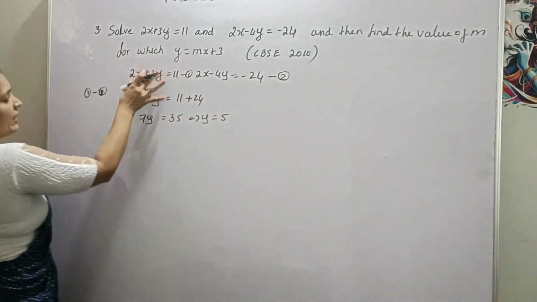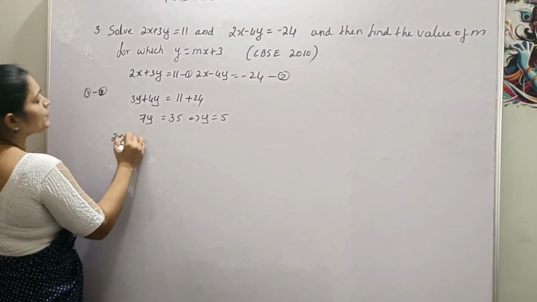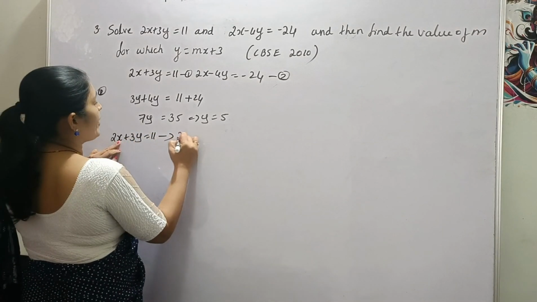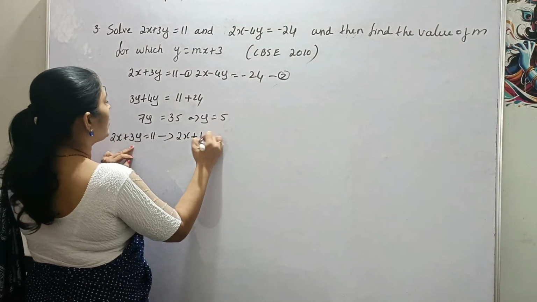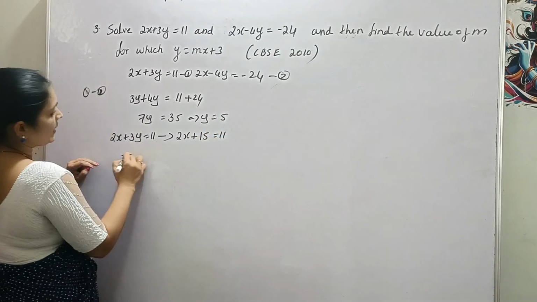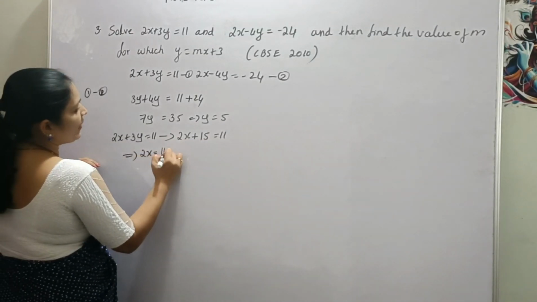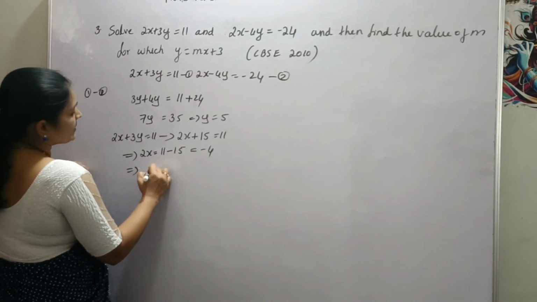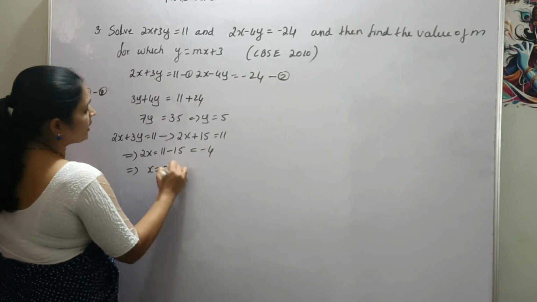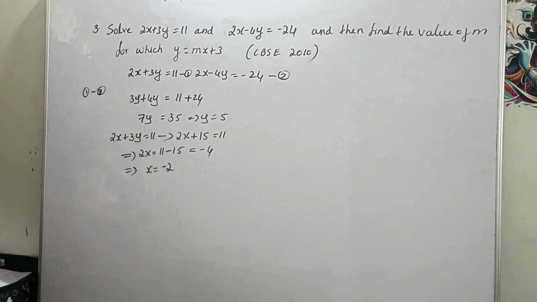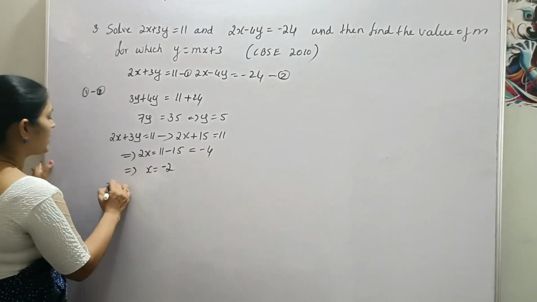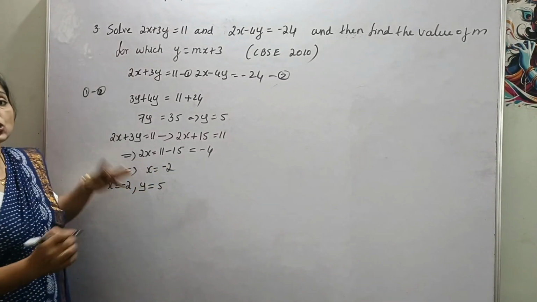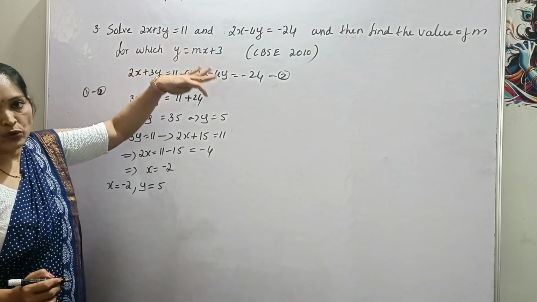Substitute y is equal to 5 in this equation. That is 2x plus 3y is equal to 11 gives 2x plus 3 into 5, 15 is equal to 11. That implies 2x is equal to 11 minus 15, that implies minus 4. That implies x is equal to minus 4 divided by 2, that is minus 2. So x is equal to minus 2, y is equal to 5 is the solution of these equations.